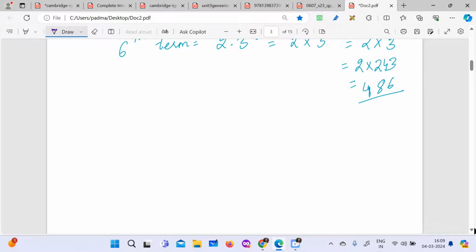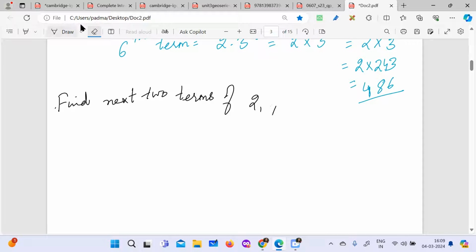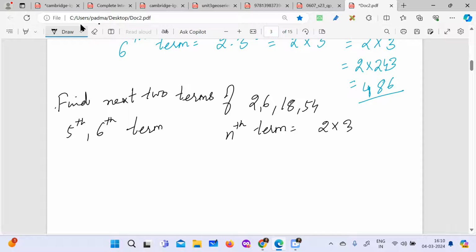Okay, so find the next two terms of 2, sorry, 2, 6, 18, 54. Next two terms means we have to find the fifth and sixth term, right? And our nth term rule was 2 times 3 to the power of n minus 1. So we can figure it out.